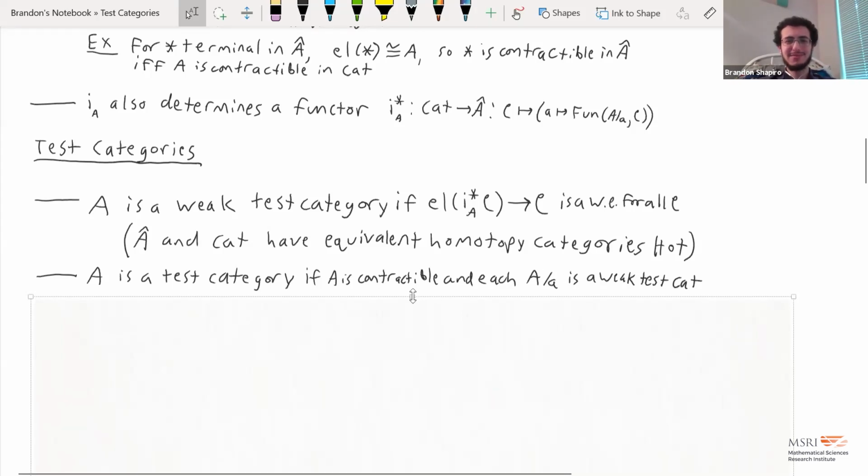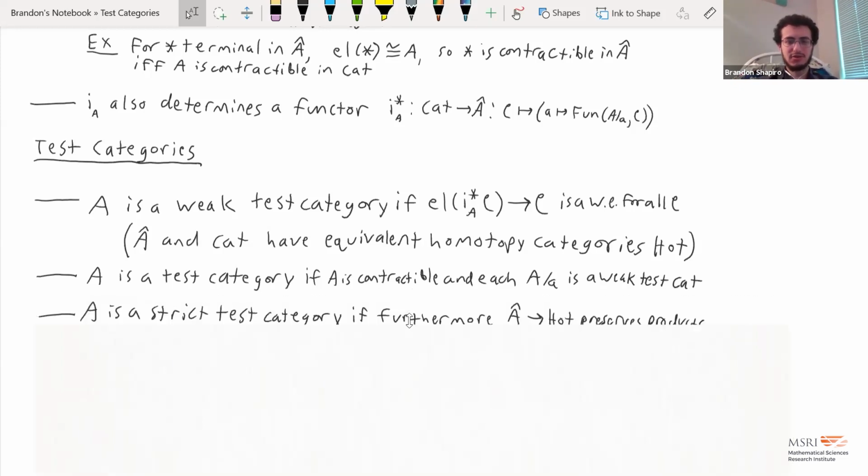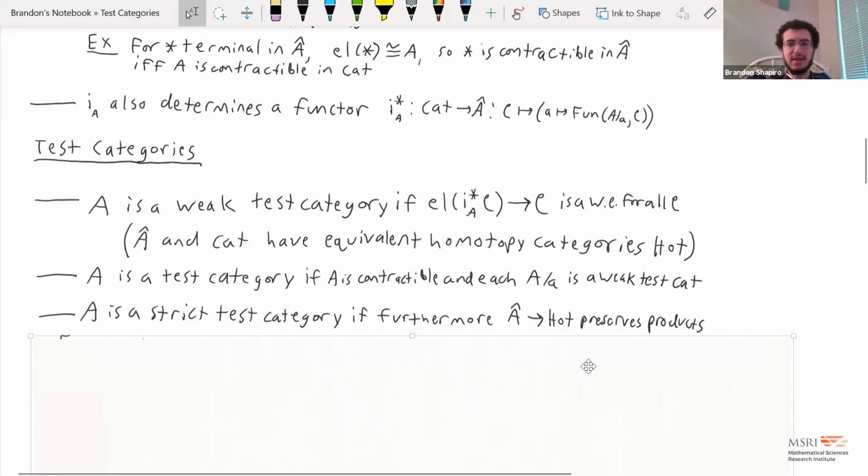But I admit something I'm sort of soul searching for is why test categories are so much better than weak ones, aside from the sort of clear practical advantages of the examples. And then our strongest notion is that A is a strict test category if that functor preserves products. So here it's very clear that we're getting something where we can use products nicely, which we do all the time and is very convenient.